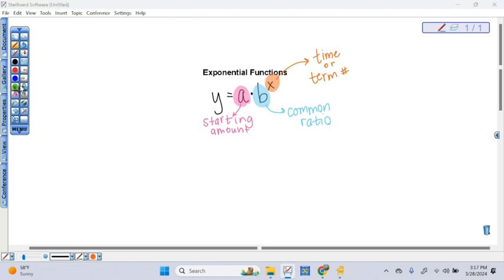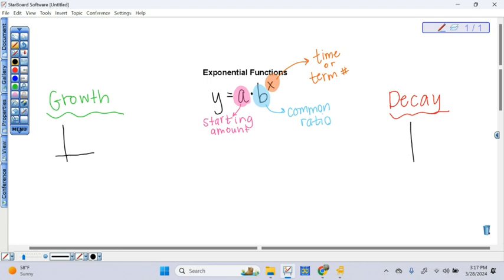There were two different types of exponential equations that we looked at yesterday. What are the two different types? Yeah, there's growth and decay. What's the difference between growth and decay? One is increasing and one is decreasing. So our growth equation looks like that, and our decay function looks like that, right?